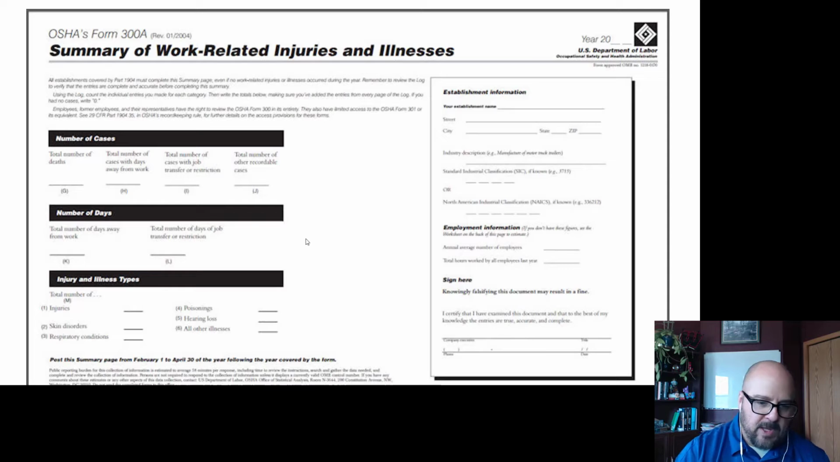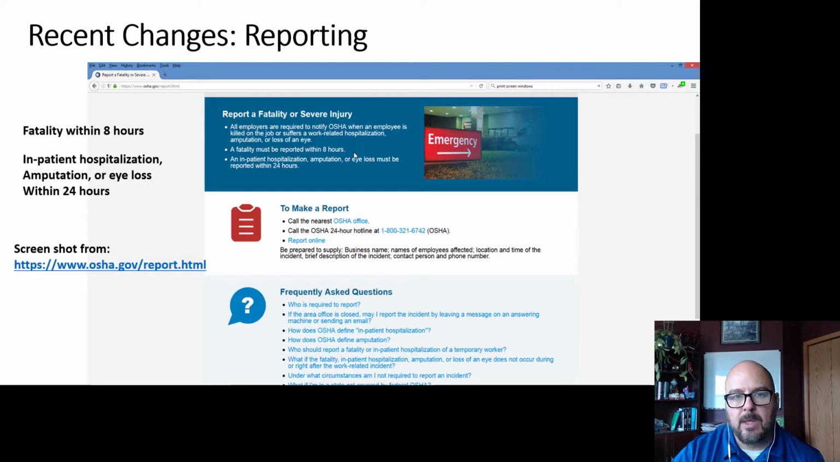And here's the 300A. As you can see on the bottom, it says post from February 1st to April 30th. So between those dates, whenever a compliance officer goes into a workplace, they're looking for this to be posted. And this is the annual summary of the columns from the 300, along with the company information, and then someone from the company, an executive, needs to sign it, indicating that they read it.